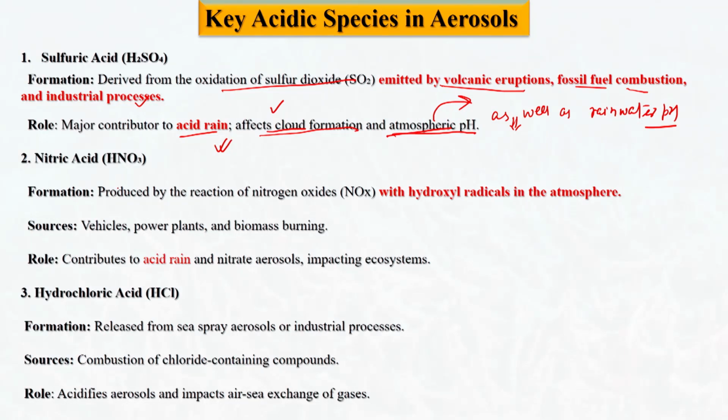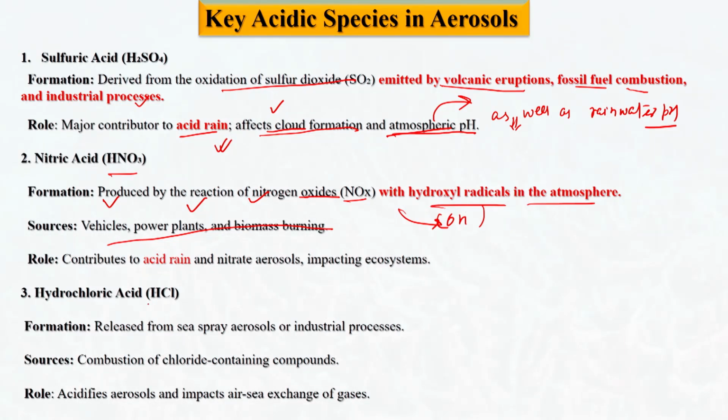Then we have nitric acid. This is produced by the reaction of nitrogen oxide, NOx, with hydroxyl radical in the atmosphere. This is very important, so I will give the example of how the OH radical is used in this conversion process. They are mostly produced by vehicles, power plants and biomass burning. These are the three major sources of NOx, and therefore major sources of HNO3, because HNO3 will not come directly into the atmosphere as HNO3 gas.